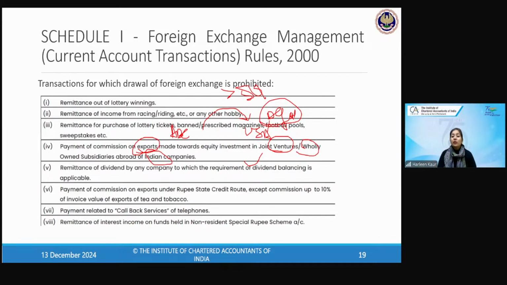Now instead of investing money, they have made an equity investment in this company. What is the meaning of equity investment? It means they export the goods to them. They said, instead of giving you money, we are giving goods to you.